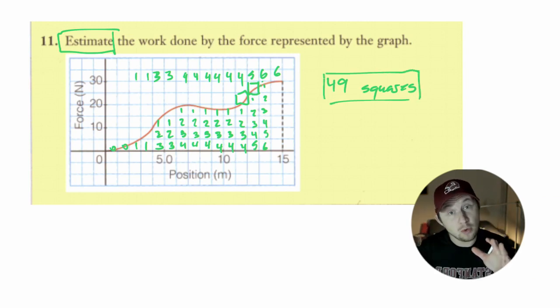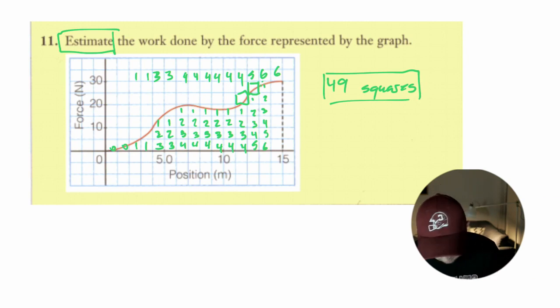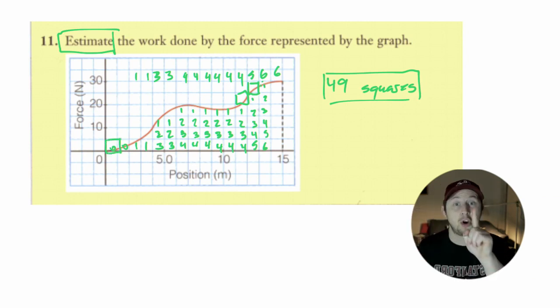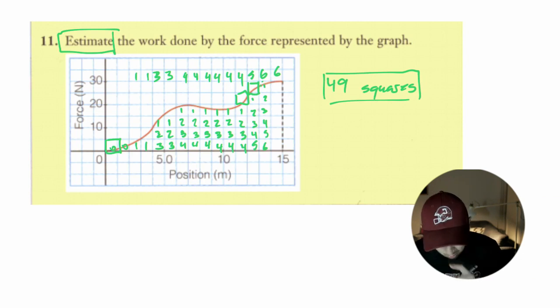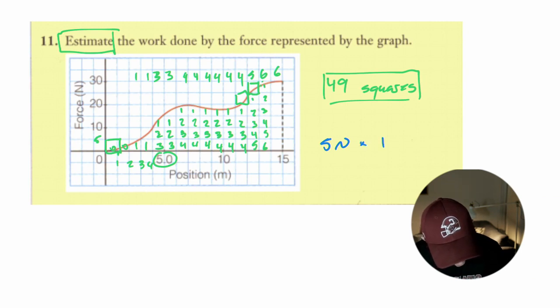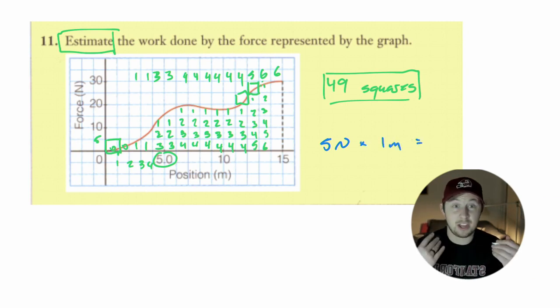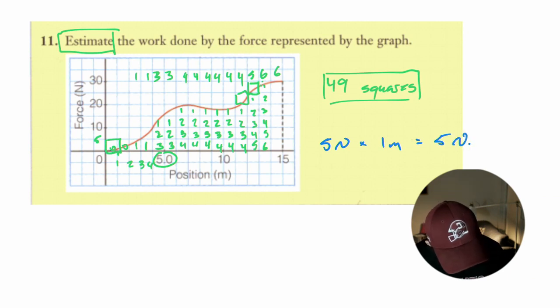Now, this is close to helping me estimate the area, but I need to know what the area of one of those squares is. All right? And so what we need to do is figure out what the amount of work one of those squares relates to. So this is 5 newtons times 1 meter. That's 1 square, the area of 1 square. So we get 5 newton meters or 5 joules.